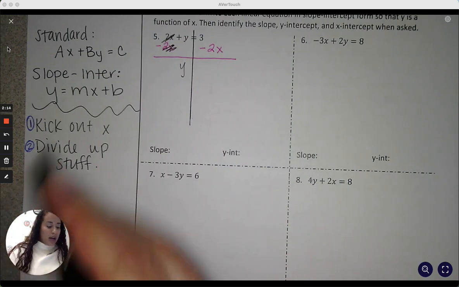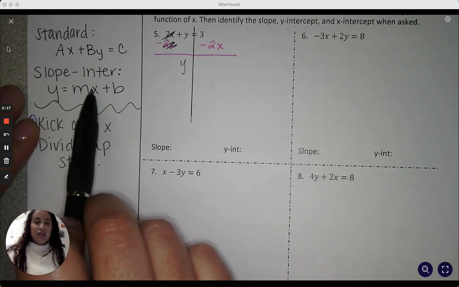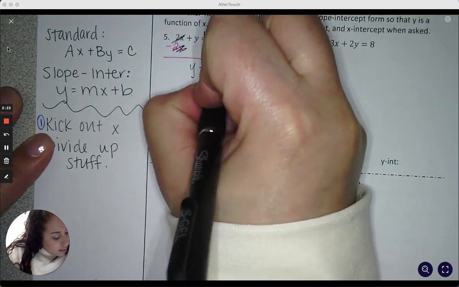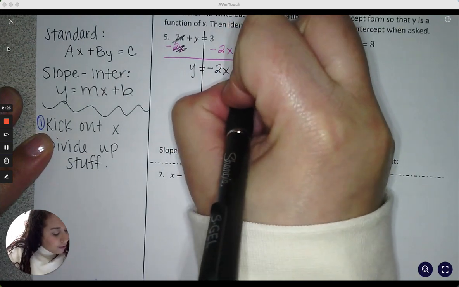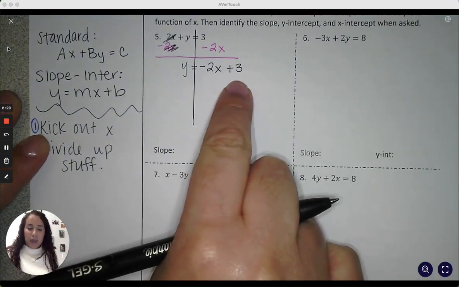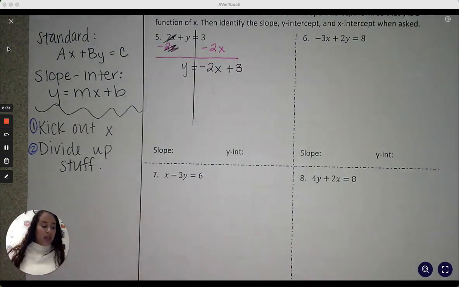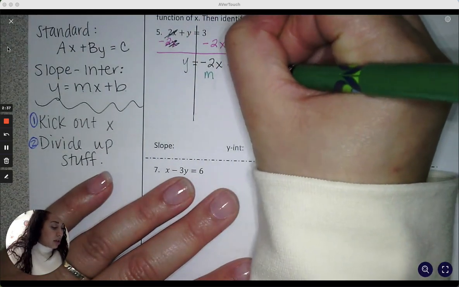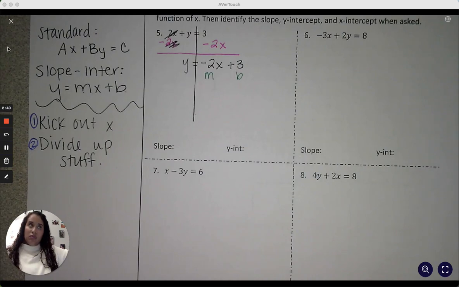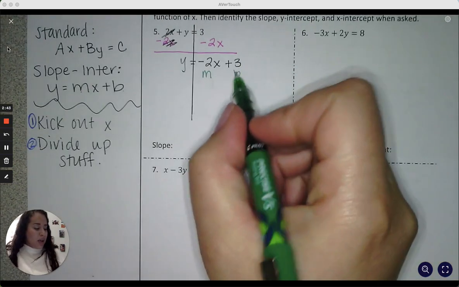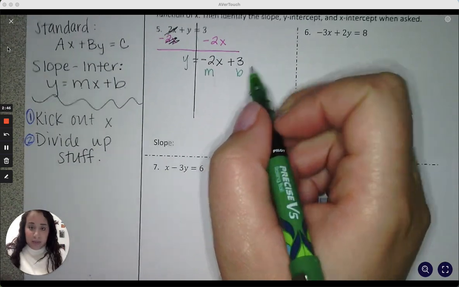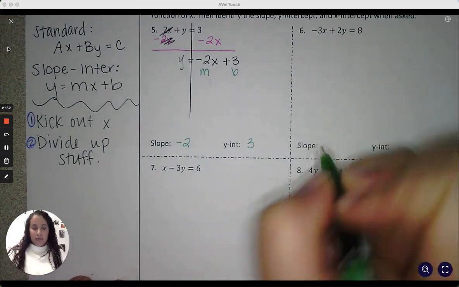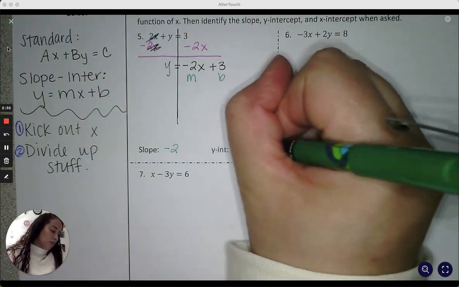Now remember, we want it in slope-intercept form, which means the x comes before the b. So I'm going to put this negative 2x in front of the positive 3. Okay, so if I were to ask you, based off of this, what is your slope and y-intercept? Slope always comes before the x, and the y-intercept always comes, I don't want to say last, because sometimes they switch it up, but the y-intercept is whatever's left. So in this case, our slope is negative 2, and our y-intercept is 3, or 0, 3.